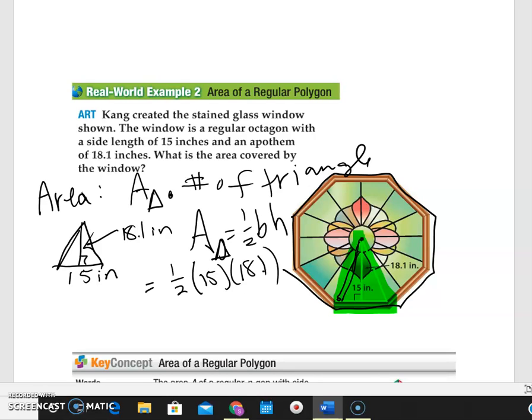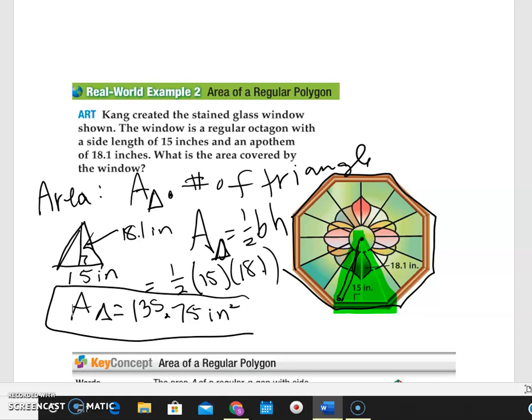So if you want to put 0.5 in for 1/2, you can do that. 0.5 times 15 times 18.1 is 135.75. And my writing is pretty rough today. Hang on. And that's actually inches squared. So that's the area of just the triangle that's highlighted in the picture.